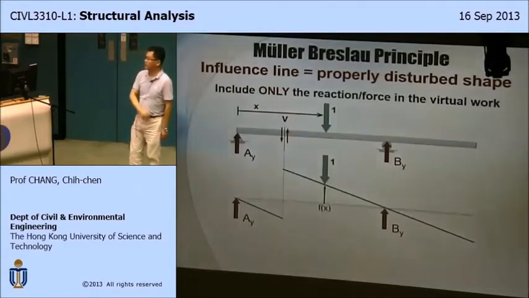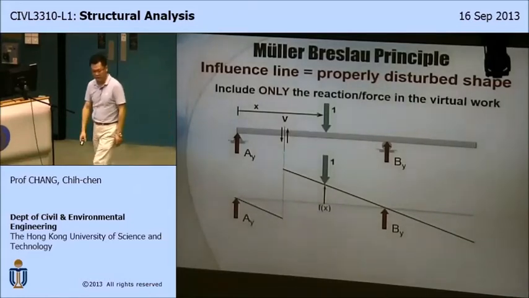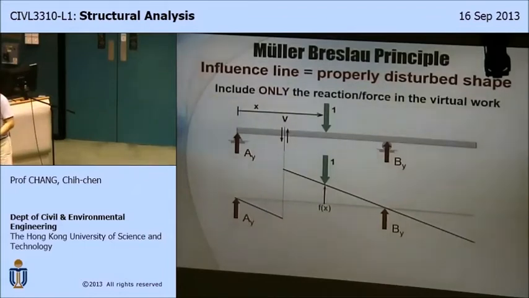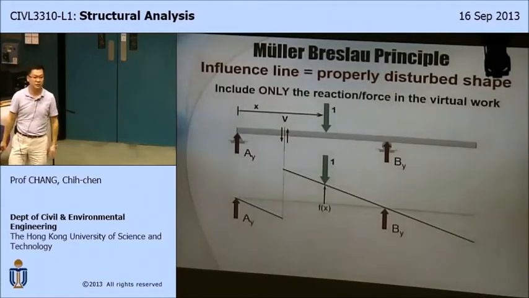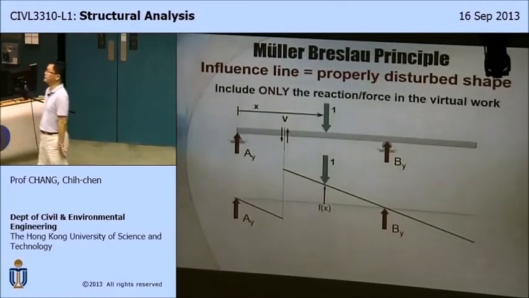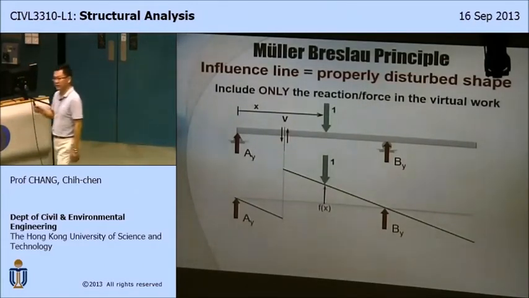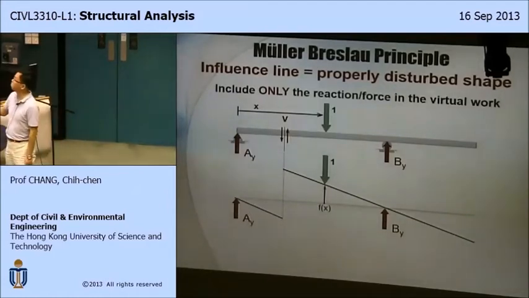So here, I properly disturb the structure like that. You see why. You know, there's always one unique answer. There's no other answer. So this is the properly disturbed shape. You cannot randomly disturb the shape. This is the properly disturbed shape. So let's see whether the delta W will tell us the answer.